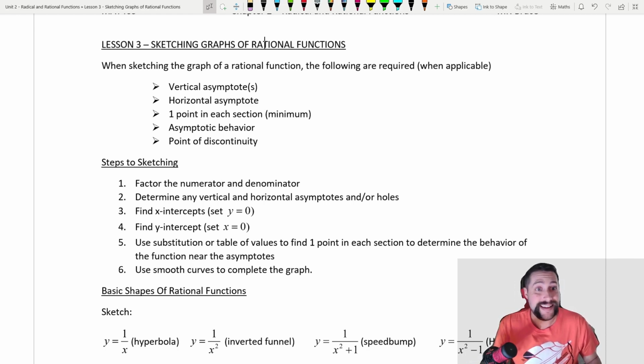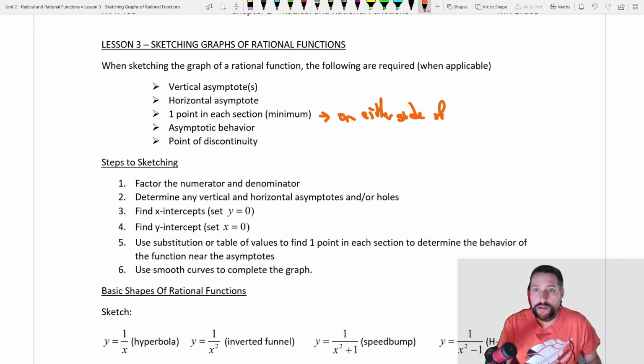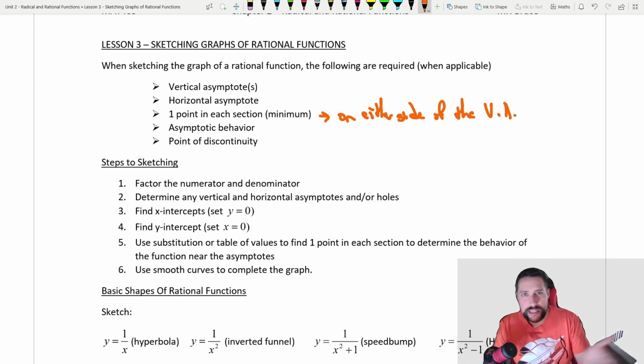Vertical asymptotes, horizontal asymptotes, and 1 point in each section. That's a minimum. You need at least 1 point to help graph. You need to graph the asymptotic behavior and the point of discontinuity. The vertical and horizontal asymptotes we've already talked about. At least 1 point minimum in each section, so we can say that's on either side of the vertical asymptotes. That's what I mean by each section. So on either side of the vertical asymptotes, you need at least 1 point on each side.